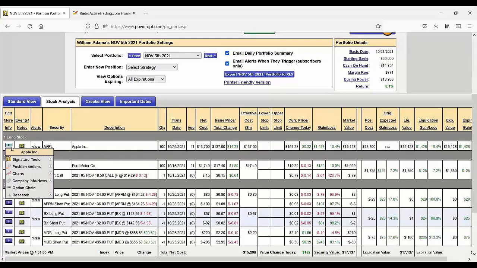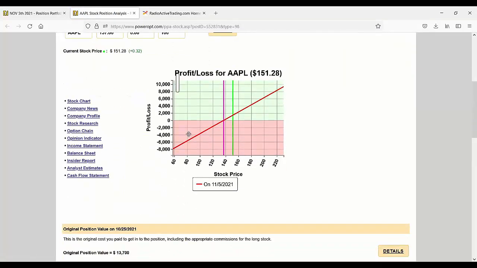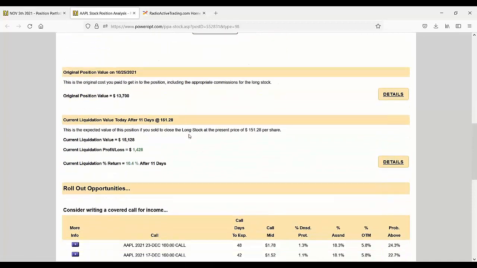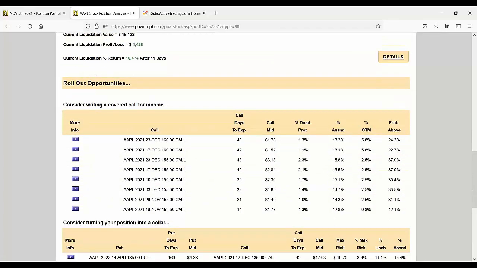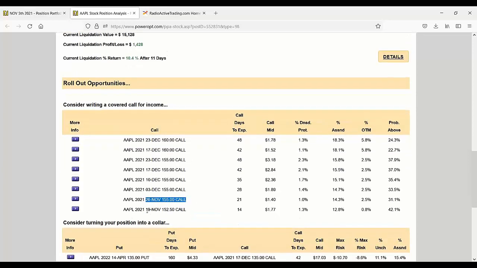Now, naturally, if I'm tracking it in the portfolio, if I go to position actions and then position analysis, it may show me some potential rollout opportunities or adjustments that I could use for this long stock position. So we see we could write a covered call for income. We could increase our 10.4% return up to potentially a profit of 15%, 18%. And this is going out to that standard 30 days we were talking about, December 17th, some shorter term, November 26th, and 14 days out, November 19th.